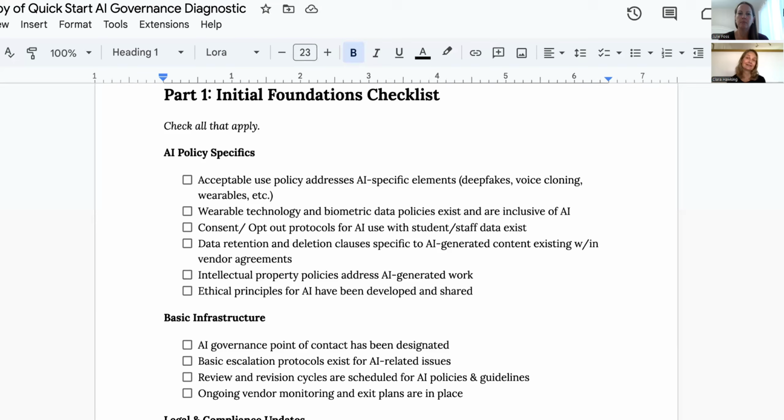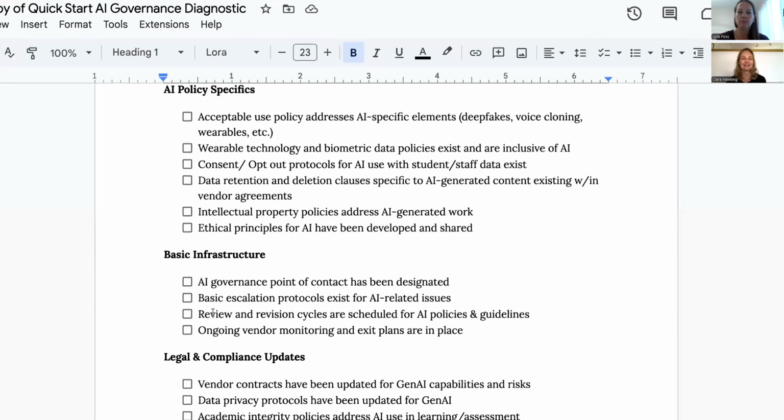Another part of this checklist has to do with consent forms. Consent forms are changing now because of these new technologies. Other examples could be whether you have developed ethical principles for use that you can then use to develop your AI literacy curriculum, and also intellectual property policies.